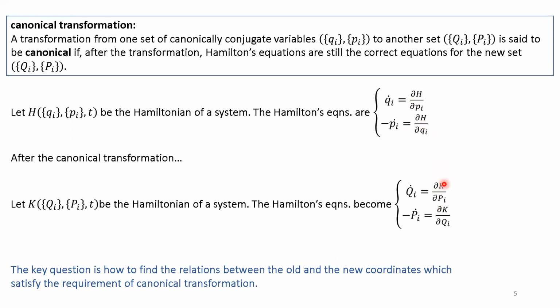So then the question is, how do we find the relations between the old coordinates and new coordinates which satisfy the requirement of a canonical transformation?